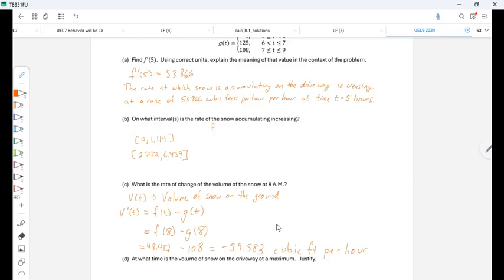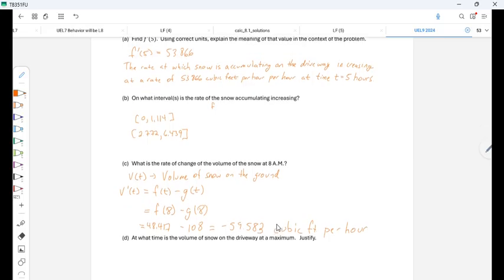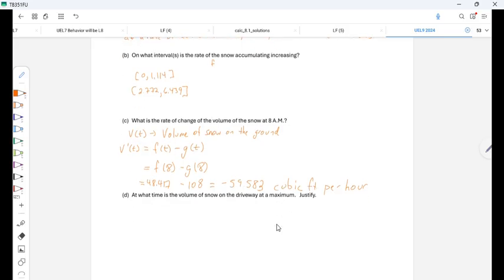All right. And then finally, letter D: at what time is the volume of the snow on the driveway at a maximum? So what we need is a T value when V of T is at its maximum. And actually it's kind of nice. We don't actually have to figure out how much snow is there, but we'll talk about that as we go along. Because we're kind of in that situation where I ask, which problem are we? Are we problem one or are we problem two?